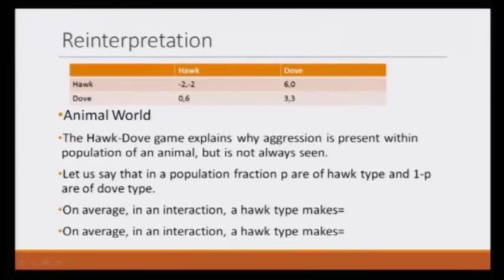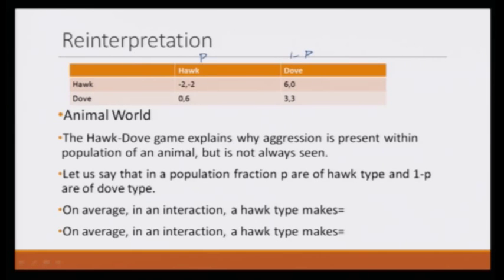We say that a population of an animal is made of 2 types. One is hawk type, another is dove type. Hawk types are the aggressive type, and dove types are reclusive, withdrawn, or you can say peace loving type. What happens now? Let us say that in the population we have p proportion of hawk and 1 minus p proportion of dove.